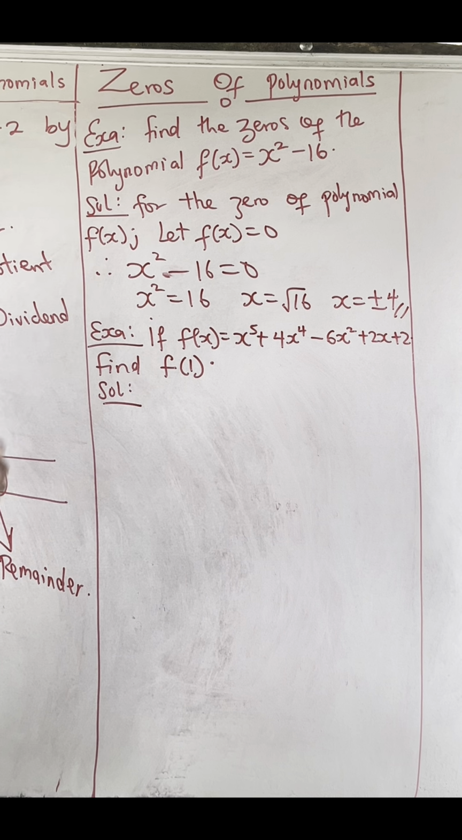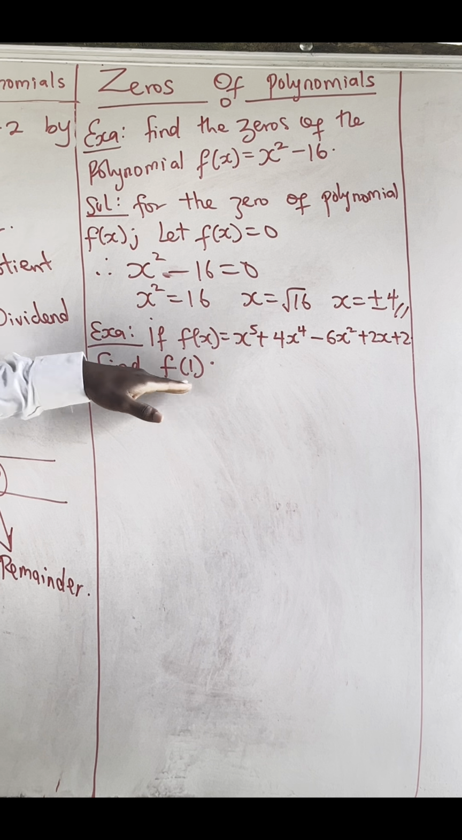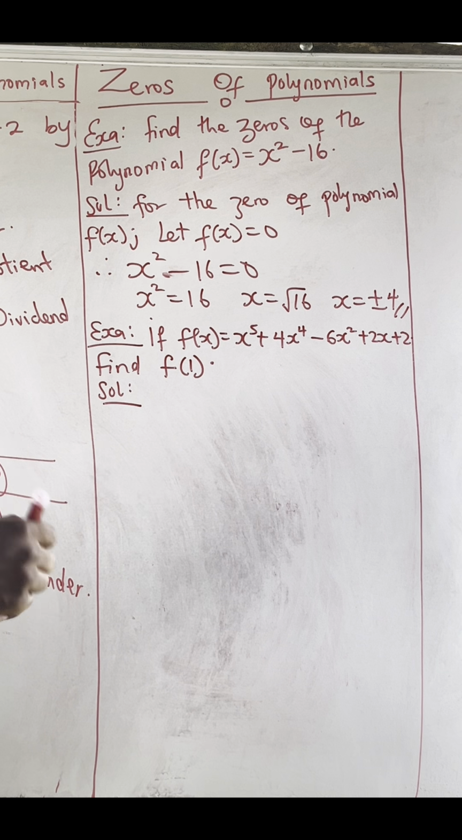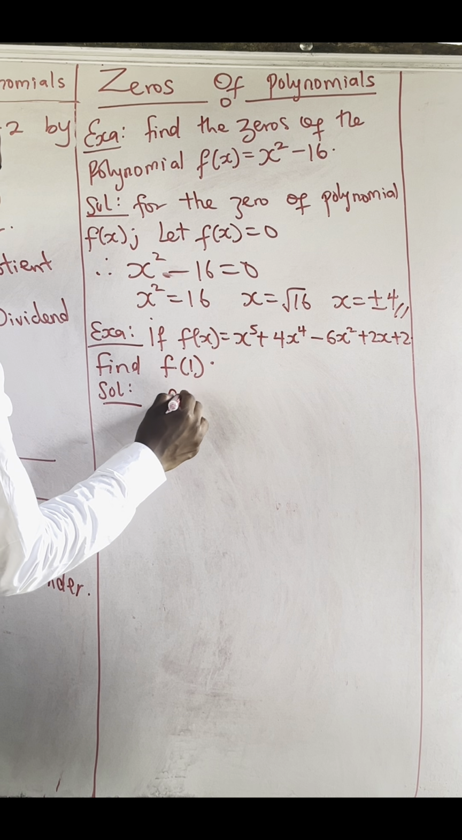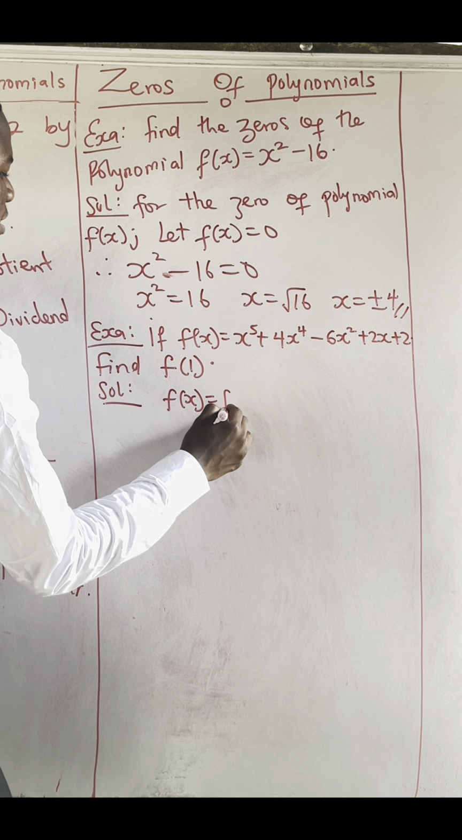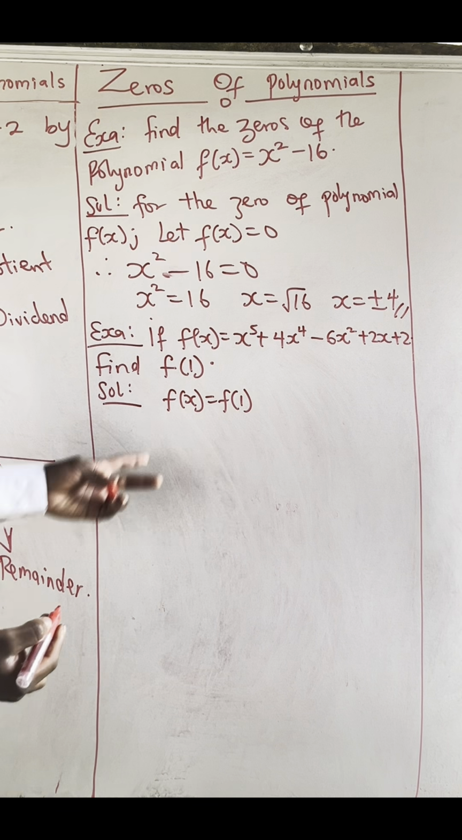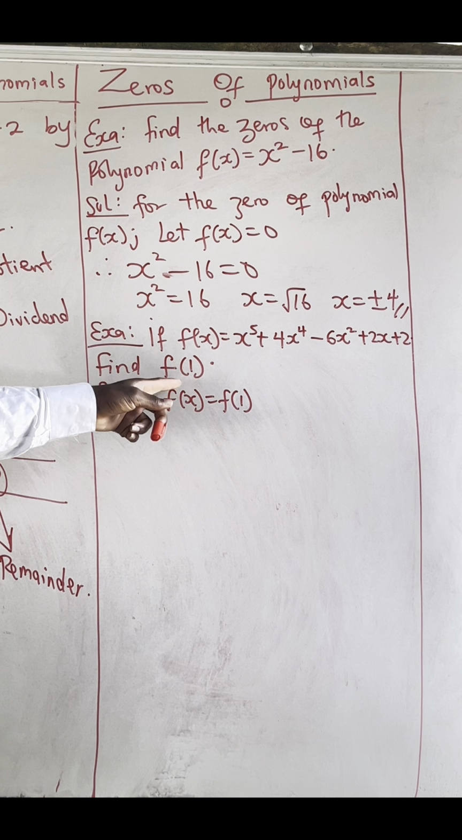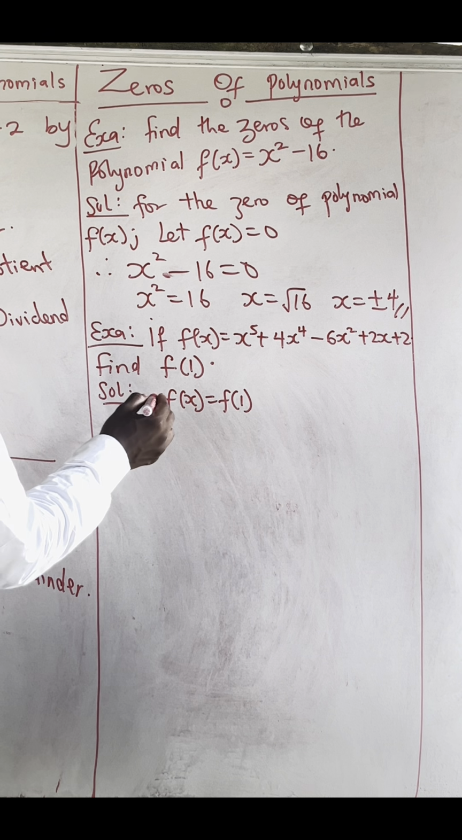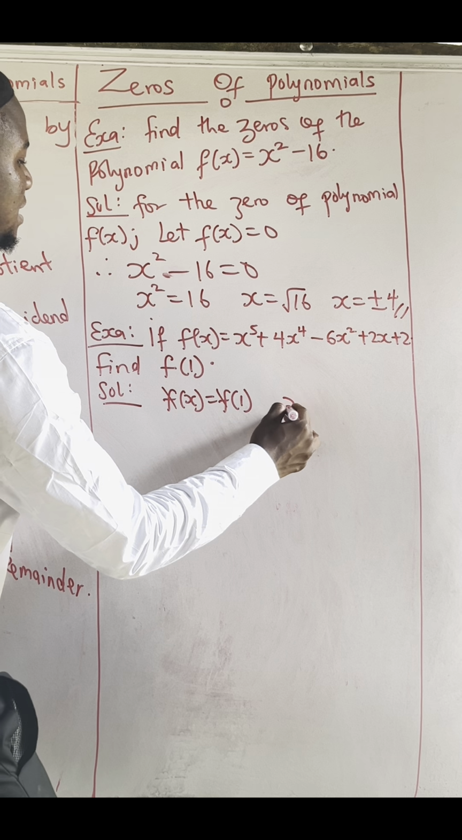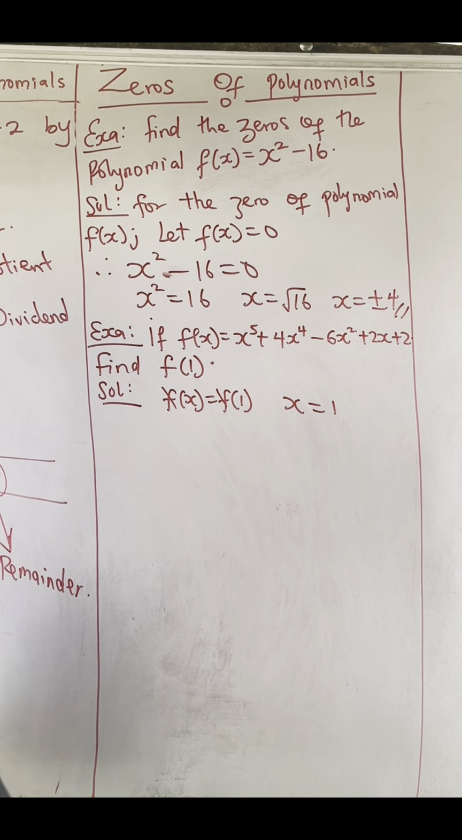So before you attempt this question, you have to be very careful. Since they say f of x is this, f of 1 is this, this simply means that we can say that f of x equals f of 1. Are you there with me? This is f of x, this is f of x. You can say that f of x equals f of 1. So if f cancels f, this simply means that x is equal to 1.